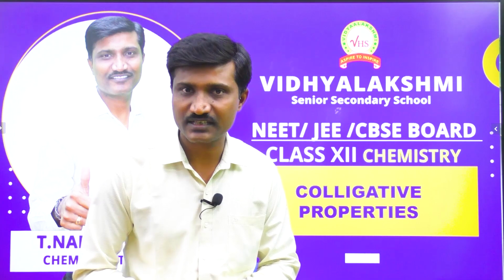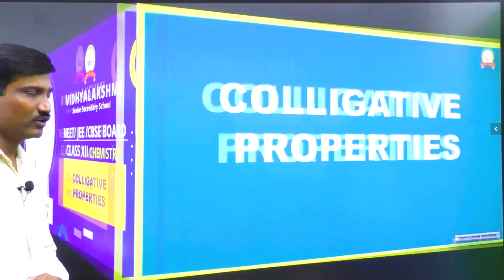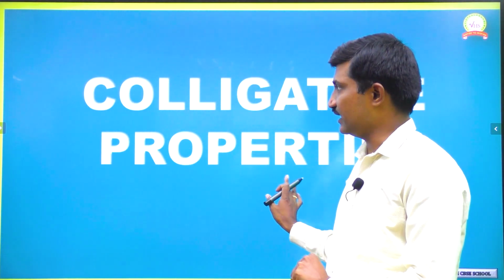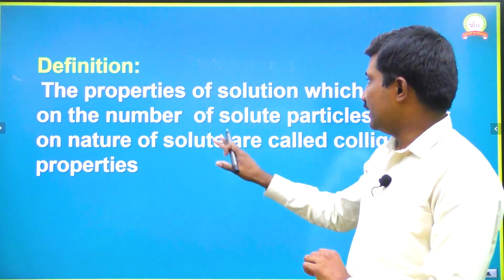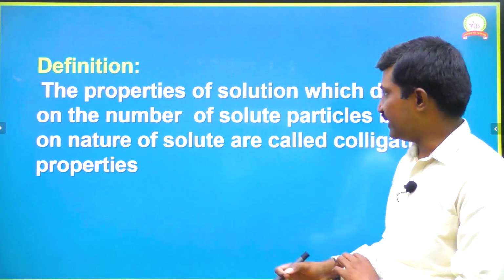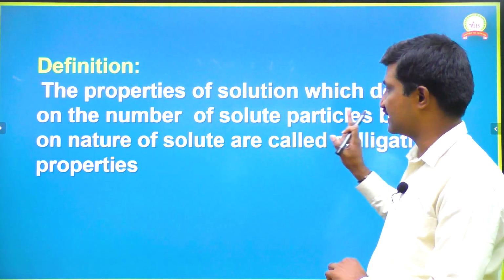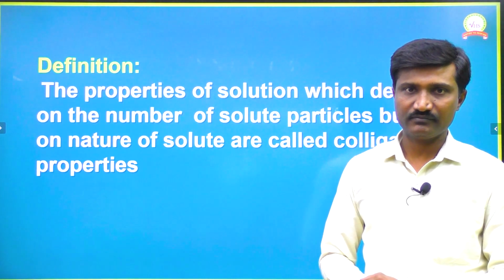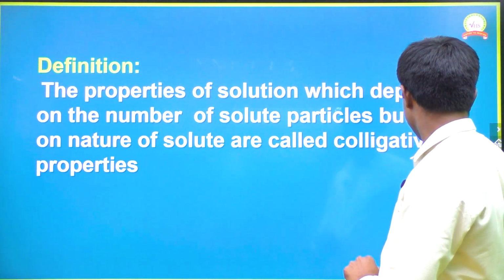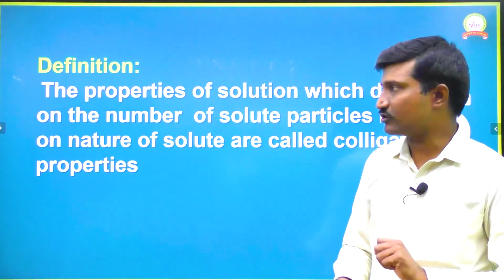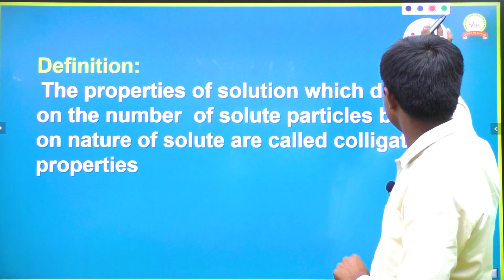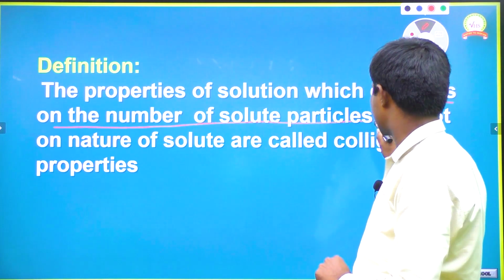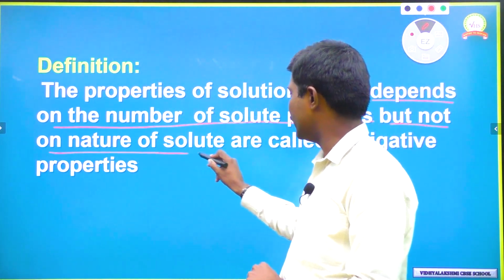Okay, shall we start? Yes, let us go to our topic. Colligative properties. What are colligative properties? The properties of a solution which depend on the number of solute particles but not on the nature of the solute are called colligative properties. This definition contains two important terms: the number of the solute particles, and not the nature of the solute.